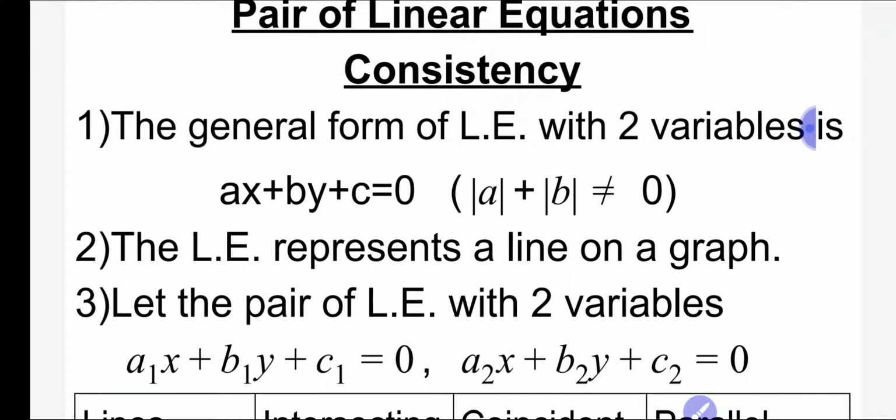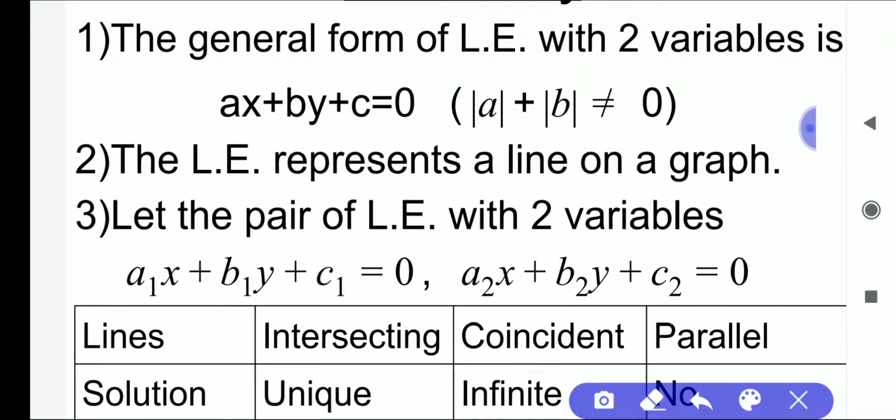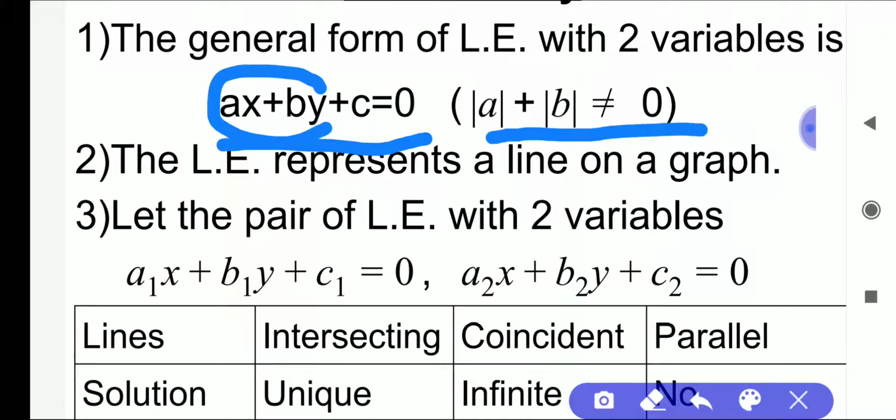We know that the general form of a linear equation with two variables is ax plus by plus c is equal to 0. The condition is mod a plus mod b not equals to 0. This means both a and b should not be 0 at the same time. If both a and b are 0 at the same time, then the equation becomes c is equal to 0. This is not a linear equation. So the condition is mod a plus mod b not equals to 0.